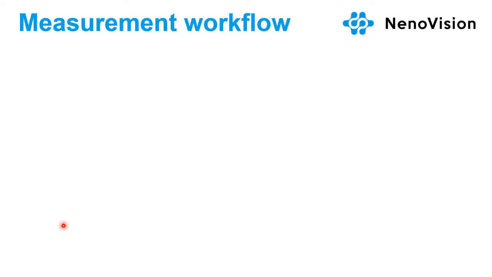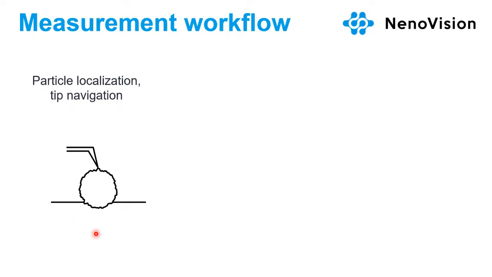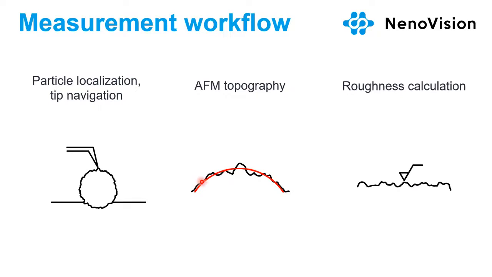But before we have a look at the use cases, I'd like to explain the measurement workflow. So first of all, we will localize the particle we'd like to acquire, and then navigate the tip. Further, we're going to measure the AFM topography along the shape of the particle, and then we will calculate the roughness by using the functions in the software.